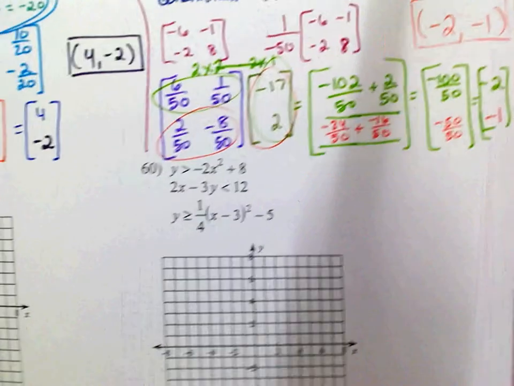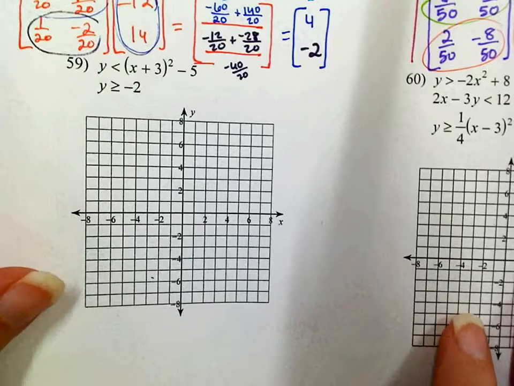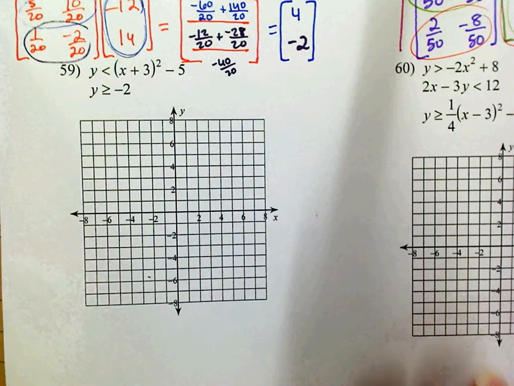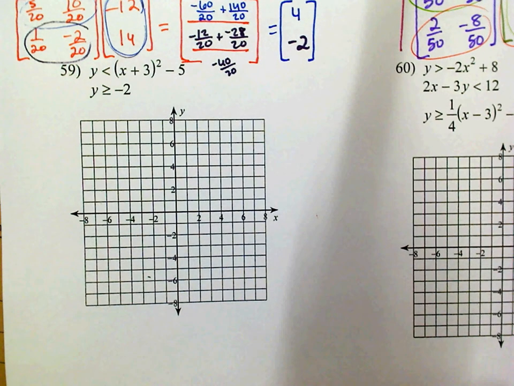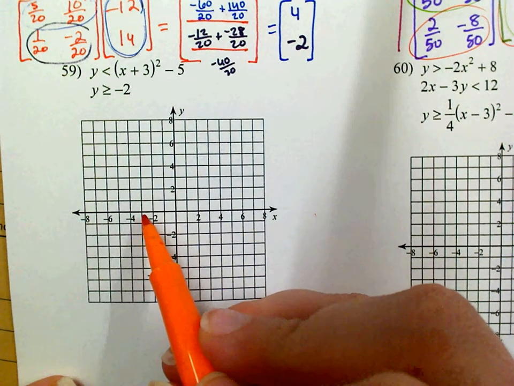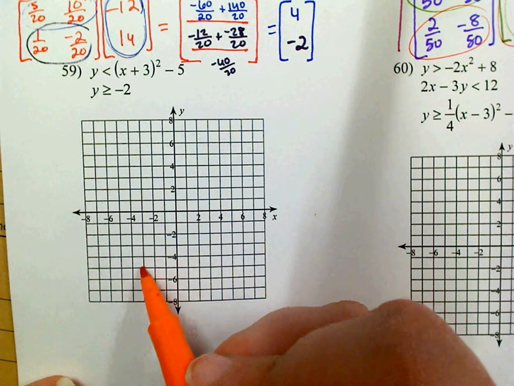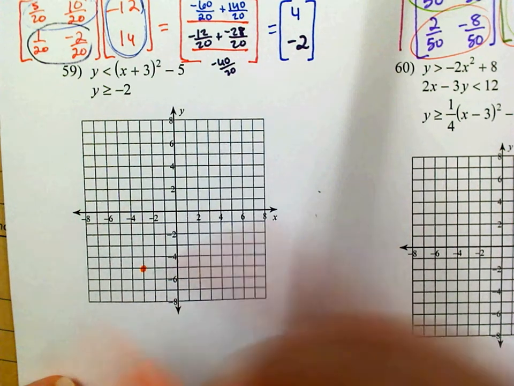Okay, so let's go to number 59. I've got y is less than (x plus 3) quantity squared minus 5. So what does that mean? What do I do here? Okay, to the left 3, down 5. What kind of graph is this going to be? A parabola, good. What's the pattern for parabolas?